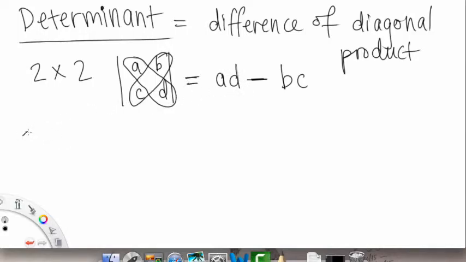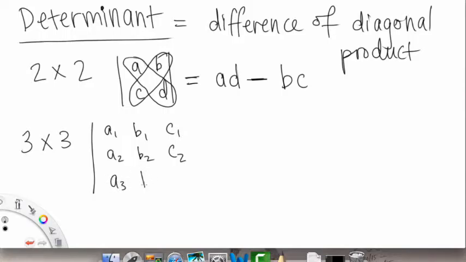And then let's go on to a 3 by 3. So it gets a bit more complicated. So let's say we have A1, B1, C1, A2, B2, C2, and a third row, A3, B3, C3. Okay, so now for the determinant of a 3 by 3, this is called a 3 by 3 matrix. What you'll have to do is first, you always start at the top left, okay? So we're going to circle this top left number here, A1, and when you circle it, you write it down, okay?